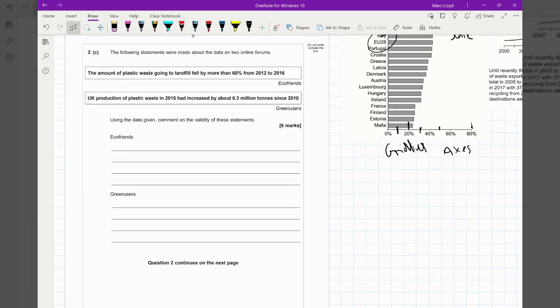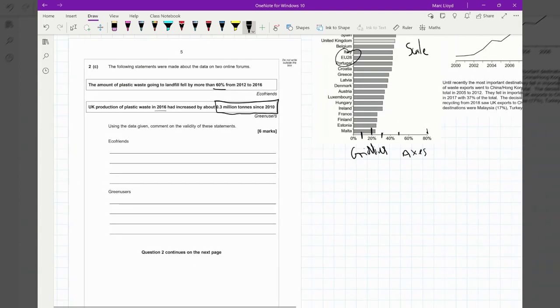Okay, part C. The following statements were made about the data on 2 online forums. The amount of plastic waste going into landfill fell by more than 60% from 2012 to 2016. And UK production of plastic waste in 2016 had increased by about 0.3 million tonnes since 2010. So use the data given to comment on the validity of these statements. So it's 6 marks. Effectively, we just do the maths and we try to see whether these are right or not. And it actually reminds me of question 1 just a little bit.